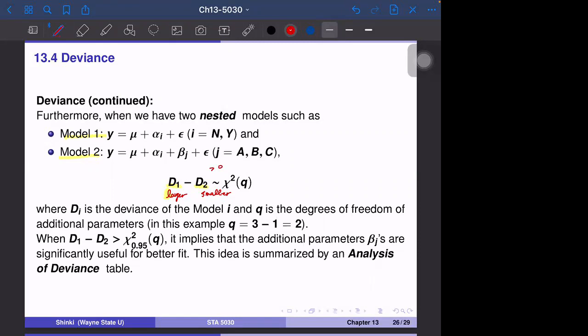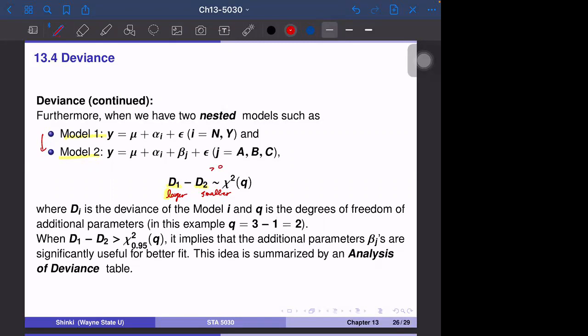The negative log likelihood is a value where smaller is better, so it is similar to an error size. If the error size is too different, then we should choose model 2. If the error size is similar, then probably we should not reject model 1, so we can accept model 1. And actually D1 minus D2 follows the chi-square distribution with degrees of freedom Q.